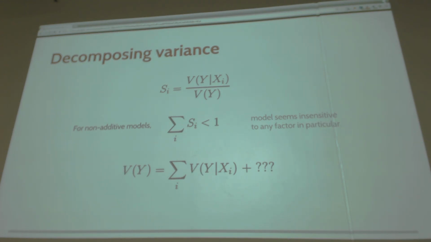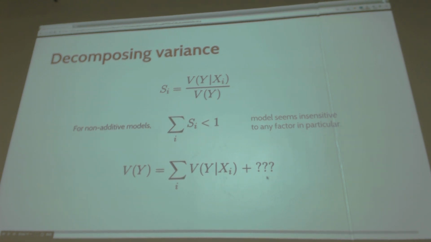So the model behaves as if it was insensitive to any factor in particular. This means that if you look at the scatter plot of output against any particular input, you just see a cloud of points with no discernible shape. And this is because the model depends on particular combinations of inputs. So for example, it's high when both x1 and x2 are high. But if you look at dependence against x1 and dependence against x2, you don't see any particular shape. So in this case, the sensitivity indices will add up to less than 1. So this means that there is a part of variance not explained by any factor in particular.